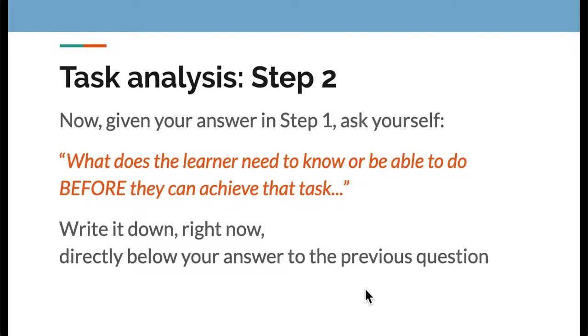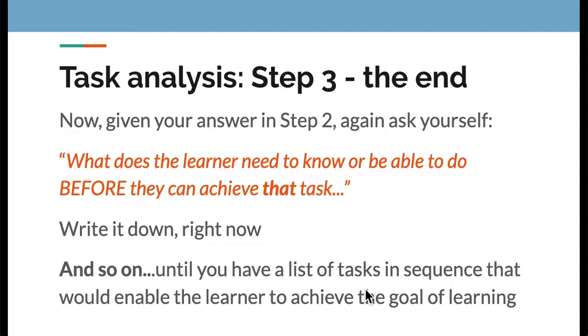And guess what? You're going to keep going. For step 3, given your answer to step number 2, ask yourself the question. What does the learner need to know or be able to do before they can achieve that task? Write it down. Put it down in your ISD plan doc under the tasks. Should be the third one there.